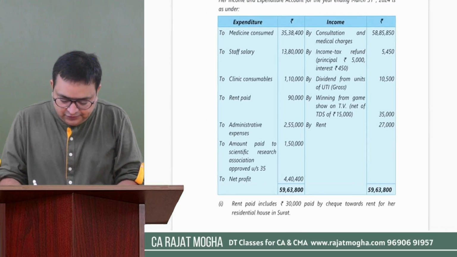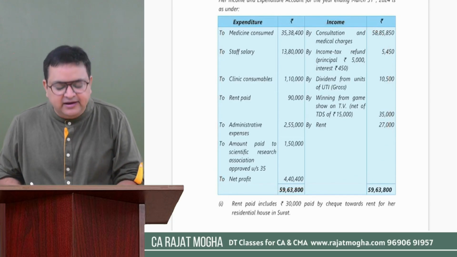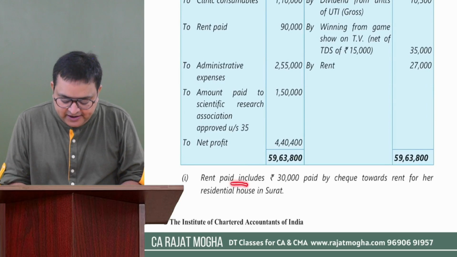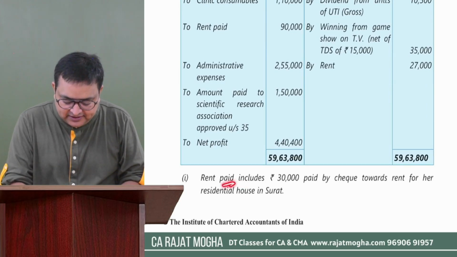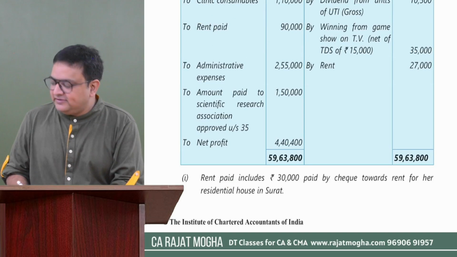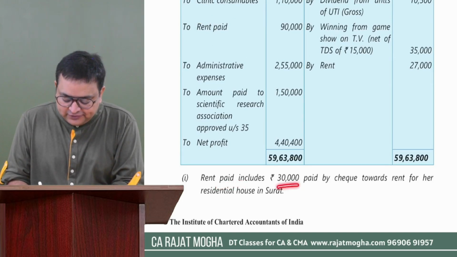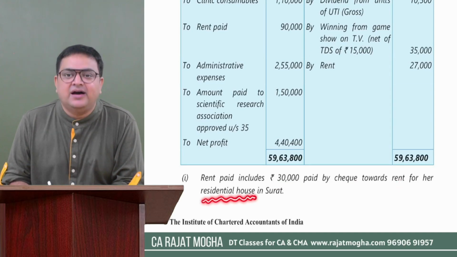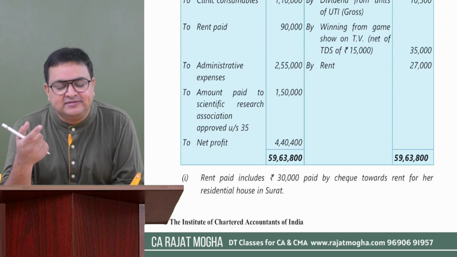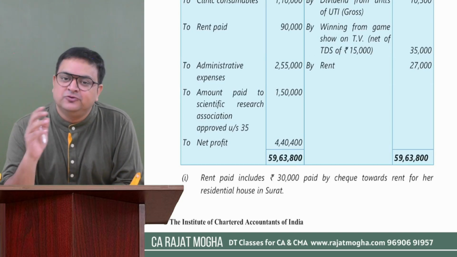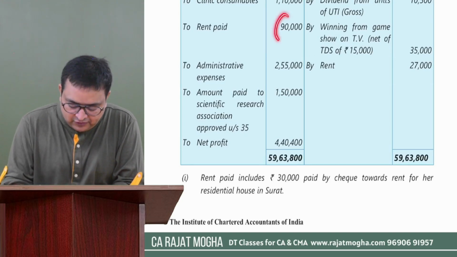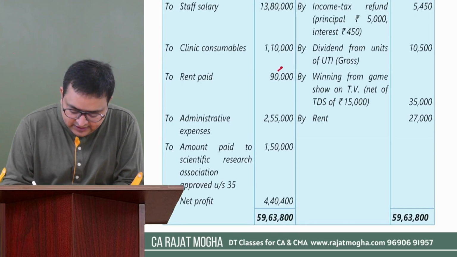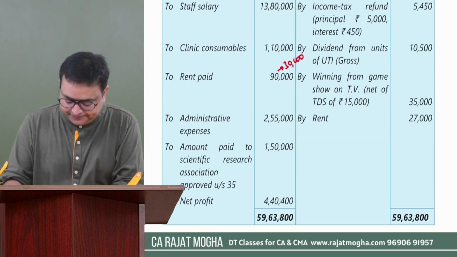Okay. So we have read the entire income and expenditure account. Let's read the information also. It says rent paid includes. So they are talking about rent paid, that is this amount, 90,000 rupees. They say rent paid includes 30,000 paid by check towards rent for her residential house. It's not for their business or profession, but it is a personal expense. Personal expenses are not allowed. So out of this 90,000, 30,000 should not be allowed. I'm writing it over here that 30,000 should be disallowed out of this, right?